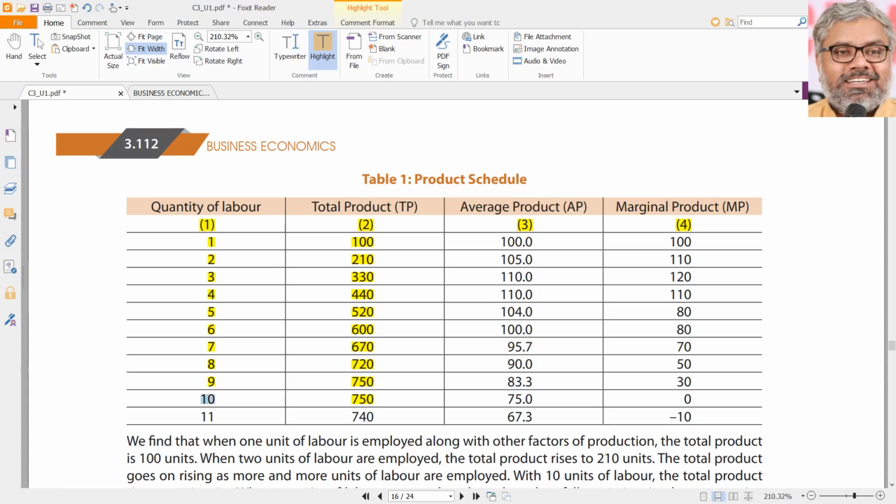If the 10th laborer is also used, the total product is not going to change at all. It is going to remain the same. So what is the use of paying for the 10th laborer? Useless, because the 10th laborer is not generating any additional output.